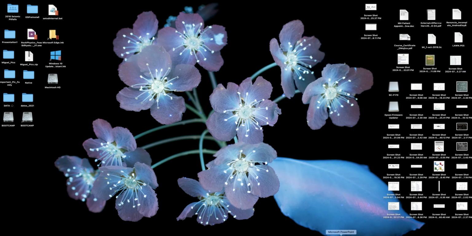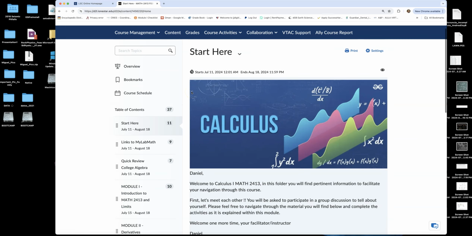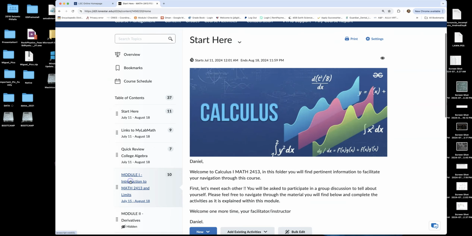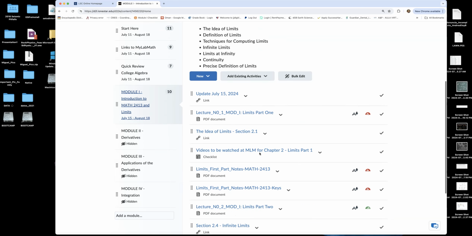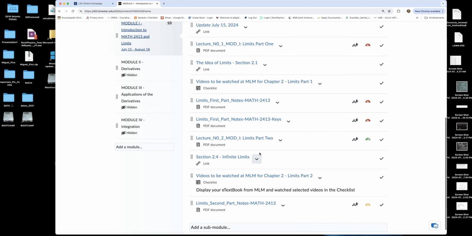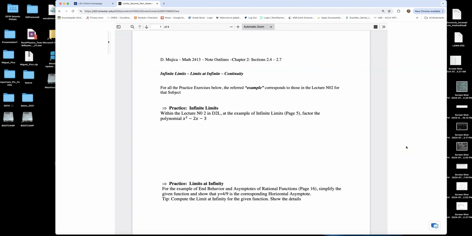Let me just open here. Okay, here is D12 in our course. Let me go to our module number 1, which is limits. And as I was mentioning during the video, you're gonna find here something that is called limit second part notes. Okay, so let's open this. This is the document that I was making reference to during the videos.